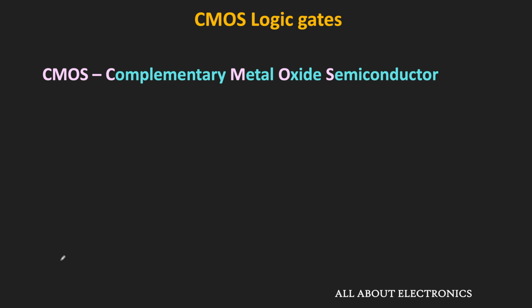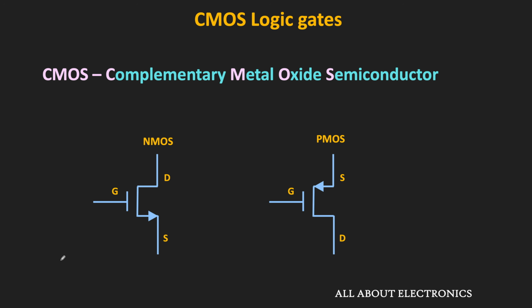CMOS stands for Complementary Metal Oxide Semiconductor, and the CMOS based logic gates use the complementary pair of the NMOS and the PMOS transistors. When the MOS transistors are used as a logic gate, then they are used as a switch. In both the NMOS and the PMOS transistor, the voltage which is applied between the gate and the source terminal will act as a control voltage.